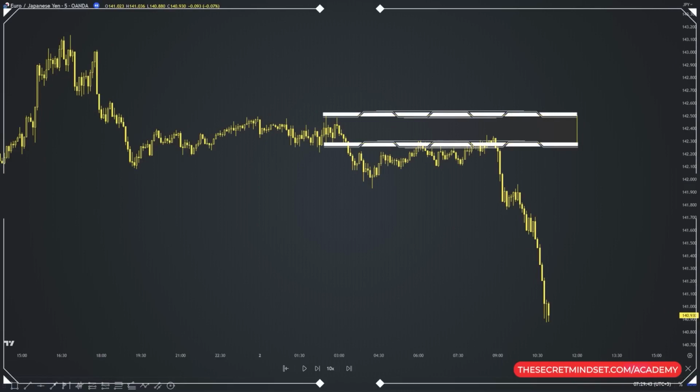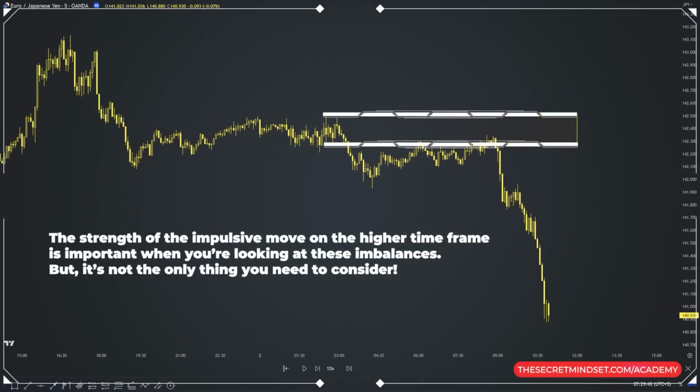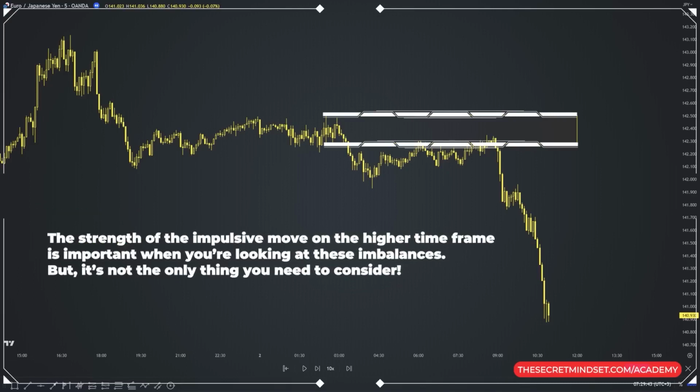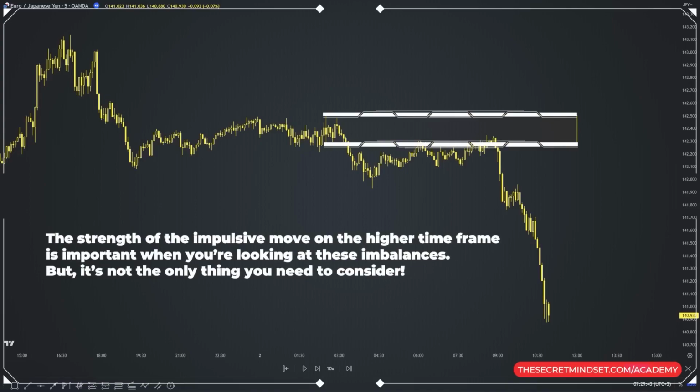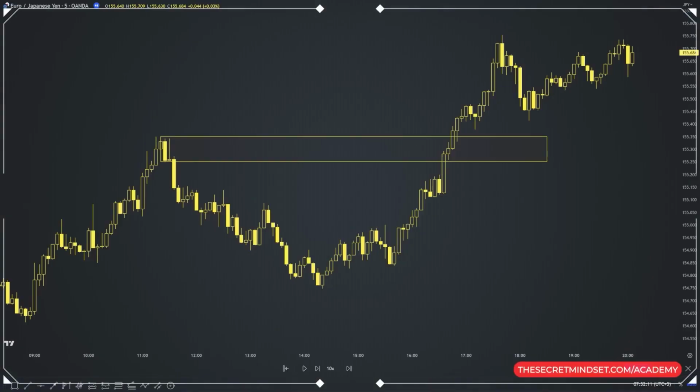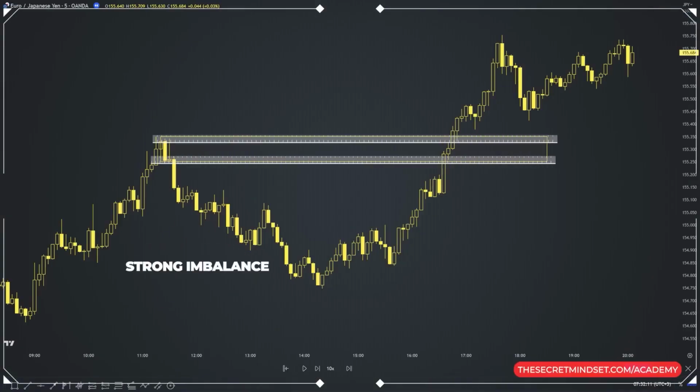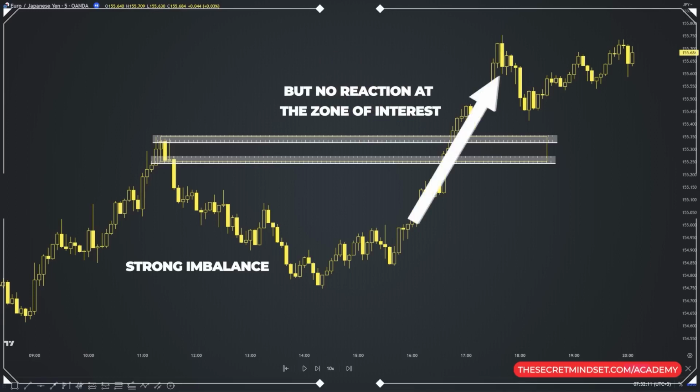Here's an important point. The strength of the impulse move on the higher time frame is important when you're looking at these imbalances. It's a key characteristic that can give you useful information, but it's not the only aspect you need to consider. Sometimes, even when you see a very strong imbalance, when one side, buyers or sellers, is dominating, the market doesn't always react at these supply or demand zones as you would expect. It's like the imbalance is completely ignored and disappears without any significant impact.